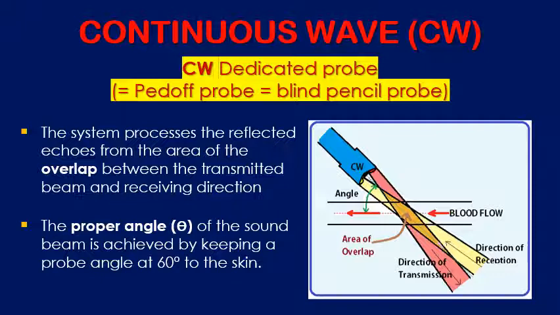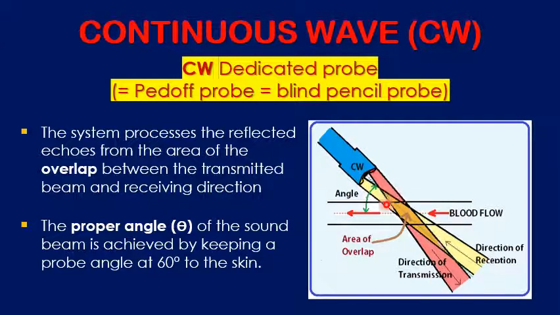So now we come to the CW dedicated probe, sometimes called the PEDOF probe or the blind pencil probe. It's commonly used in echocardiography. This probe is made of what? It's made of two crystals, one that is continuously transmitting, so this is the direction of transmission, the red one, and another one that is continuously receiving, and this is the reception direction here. In between these two directions, there is an area of overlap. If there is any movement in this overlap area, it will be displayed on the screen. Movement away from the area of overlap doesn't show.